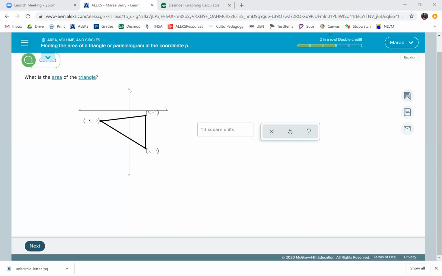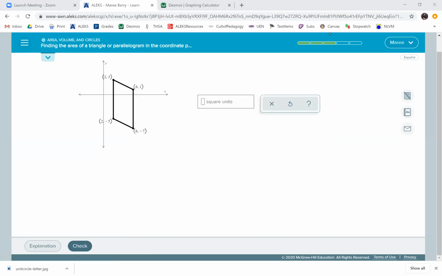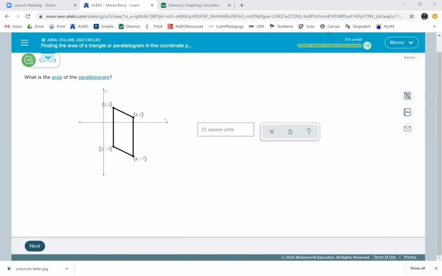Okay, we'll just do the last one here. So our parallelogram, since we're finding the distance this way for the base, we do the y. So 1 minus a negative 7, which is 8. And then for the distance here, it has to be perpendicular. So we find the distance by subtracting the x's. So we have 6 minus 2, which is 4. And then because it's a parallelogram, we just do 8 times 4, which is 32. That's the end of the lesson.